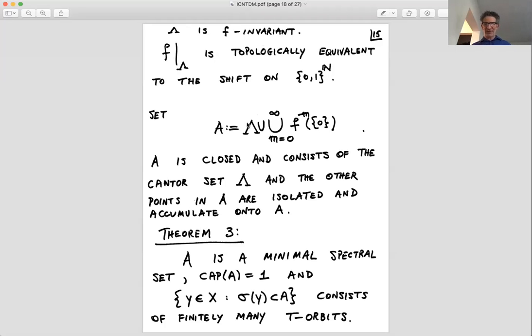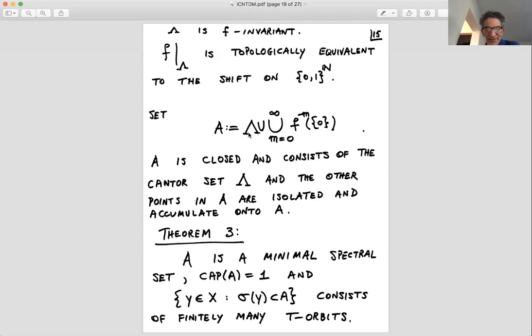But what is the most relevant for us is if you take the set A, which is this closed Cantor set, together with the inverse images of 0, once, inverse F^-2, F^-3, and so on. You take the union of all those points. Turns out all these points accumulate only on lambda. So this set A happens to be a closed set because these are isolated points, and the only accumulation points are the Cantor set lambda.